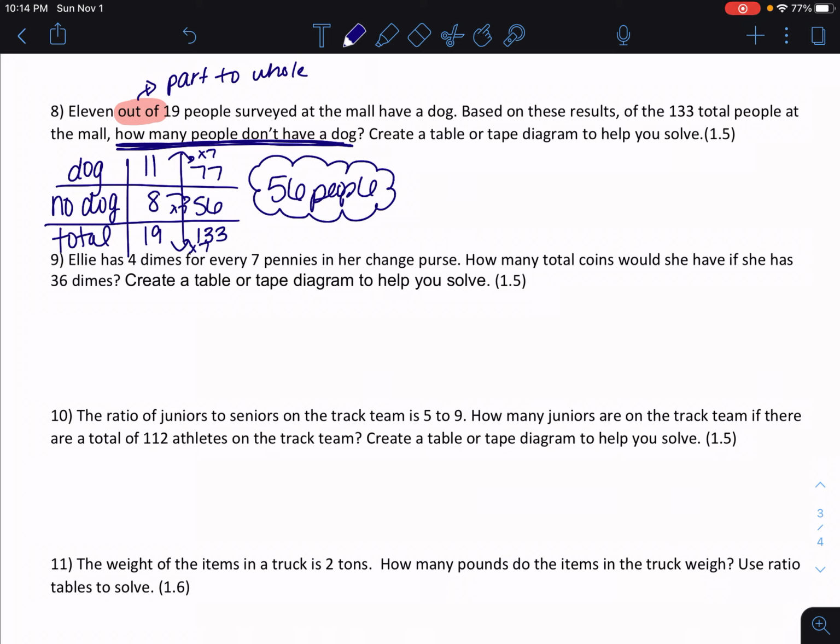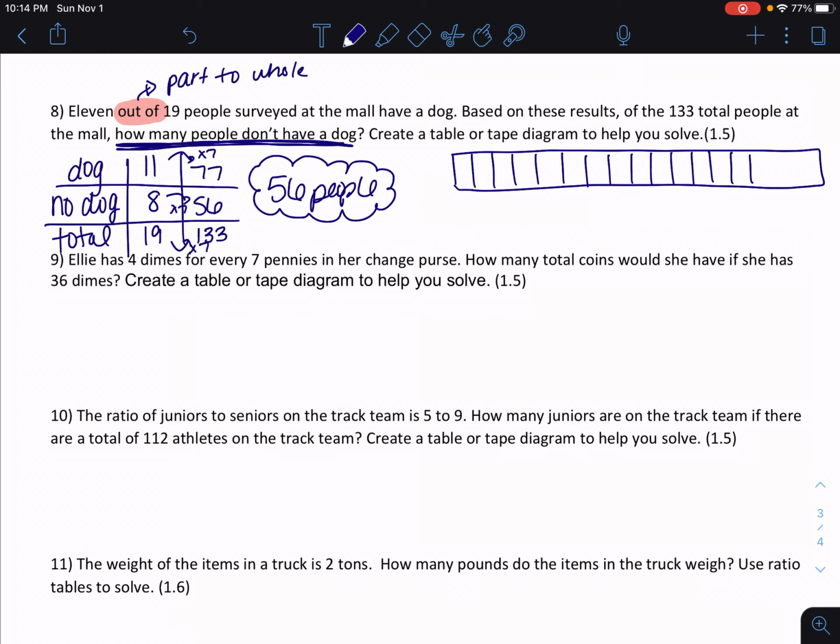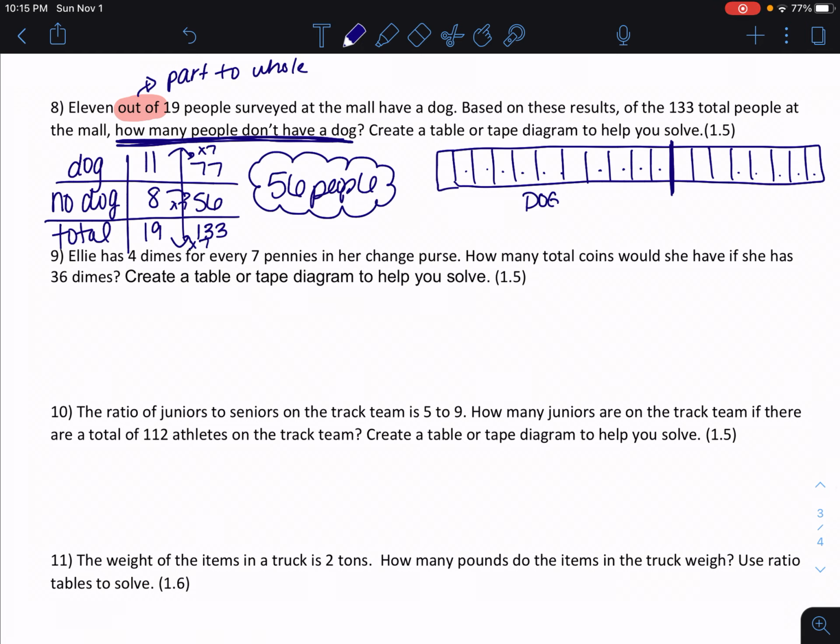Now to do this with a tape diagram, 11 out of 19 people means that my tape diagram has 19 total boxes. So 1, 2, 3, up to 19 boxes. Perfect. And then at 11 boxes, that's where I'm going to draw my line. So these are the ones that have a dog. And this is no dog.